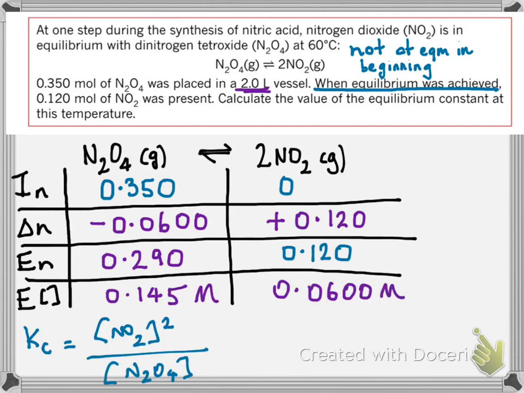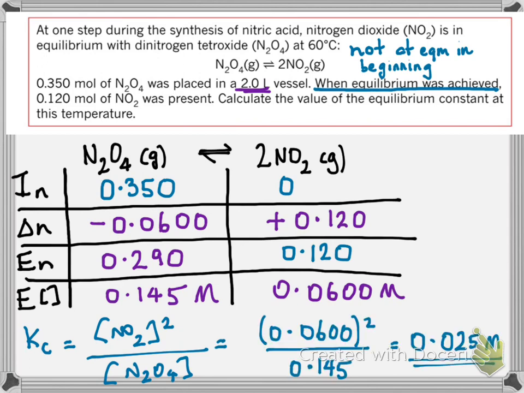Write out the K expression. So NO2 squared divided by the concentration of N2O4. Put the numbers in and you get 0.025 molar. Note the unit for this one would be capital M and it would be 2 significant figures.